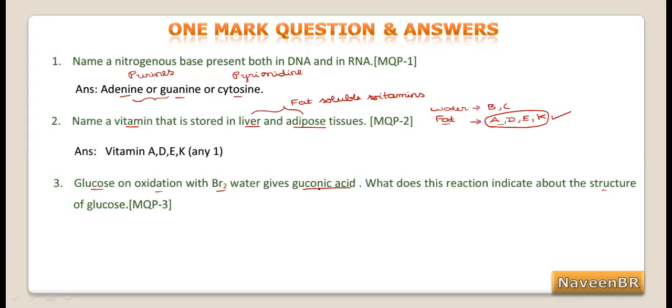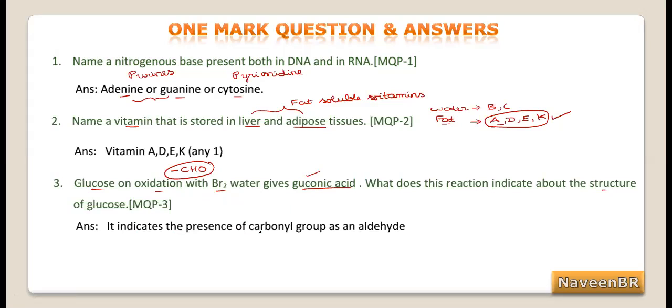Similarly, we have seen how to show the 5 hydroxyl groups in glucose: the reaction with acetic anhydride. And to show the presence of a primary alcoholic group, we have seen the strong oxidation condition to obtain saccharic acid. All those 5 evidences you can recall. So to obtain gluconic acid indicates a mild oxidation condition, so aldehyde is the functional group present in glucose. This is the conclusion about the structure. If we see the answer, it indicates the presence of a carbonyl group as an aldehyde group.